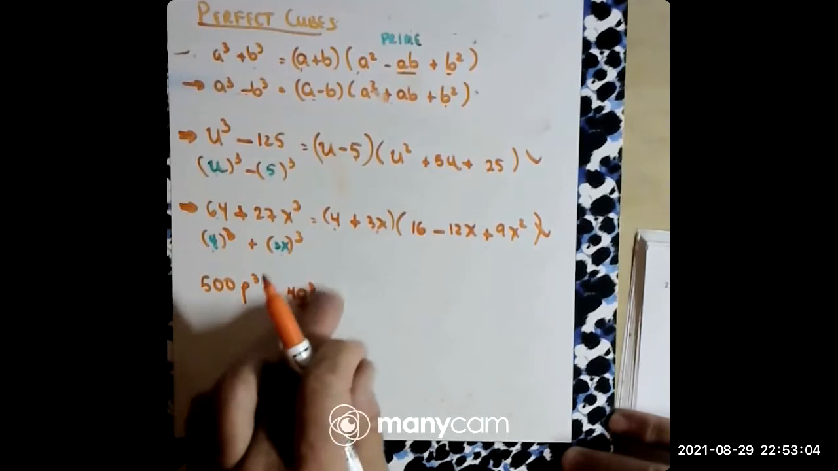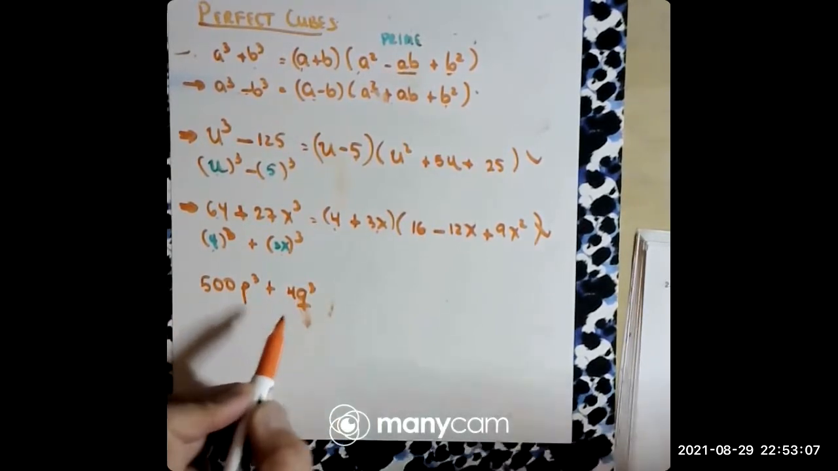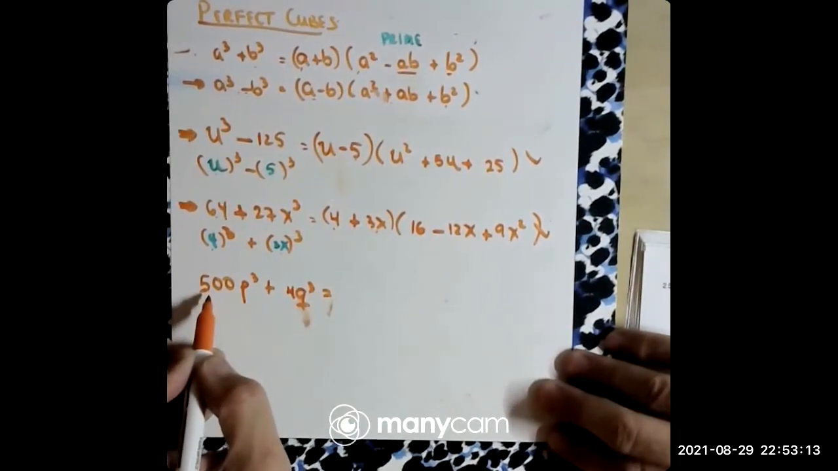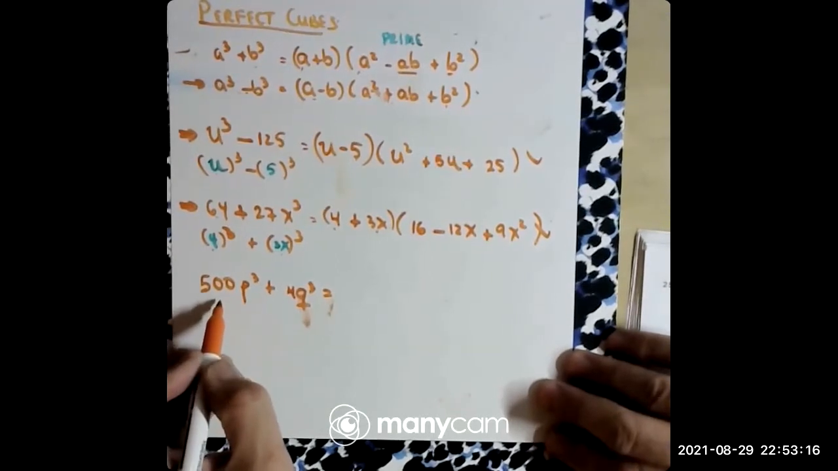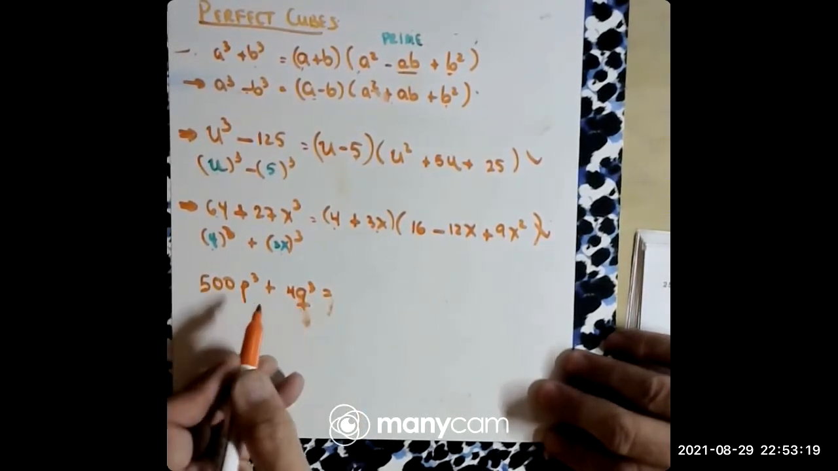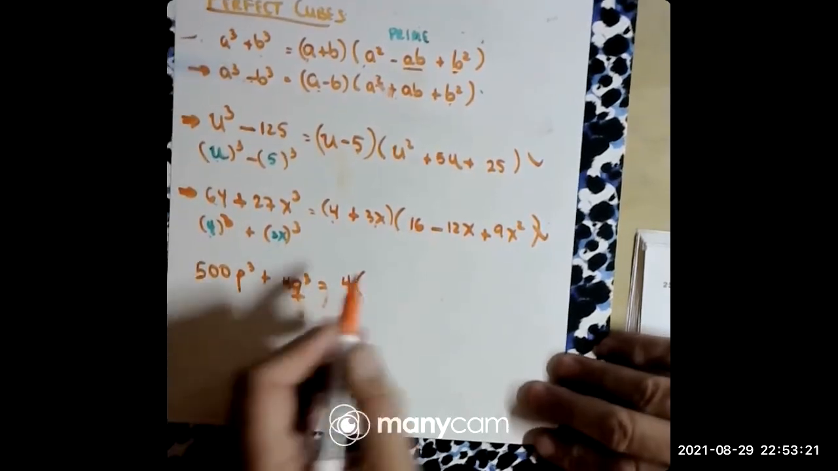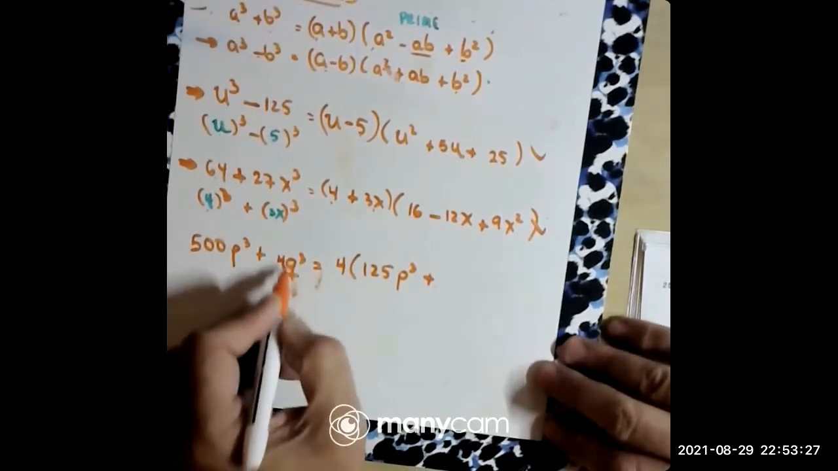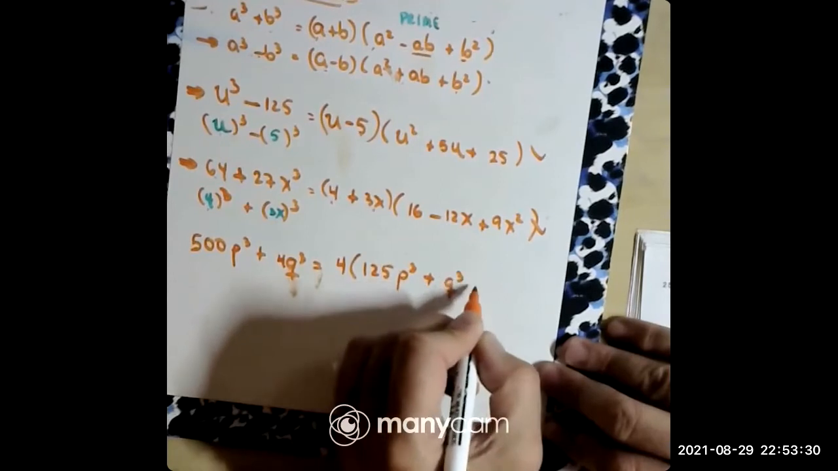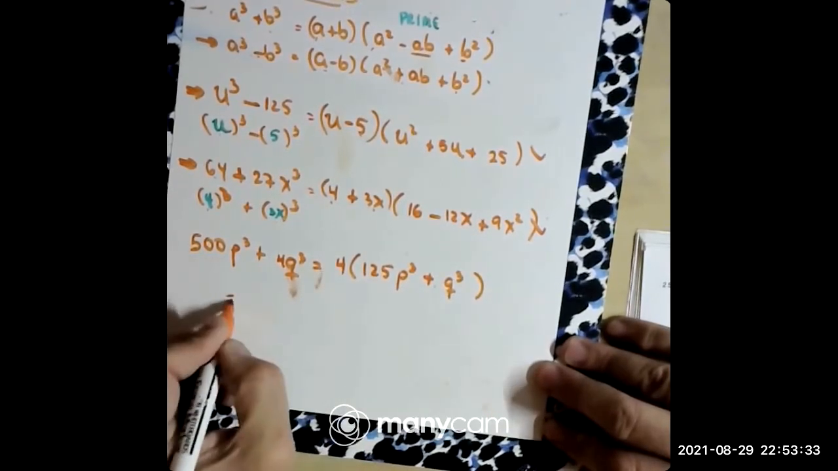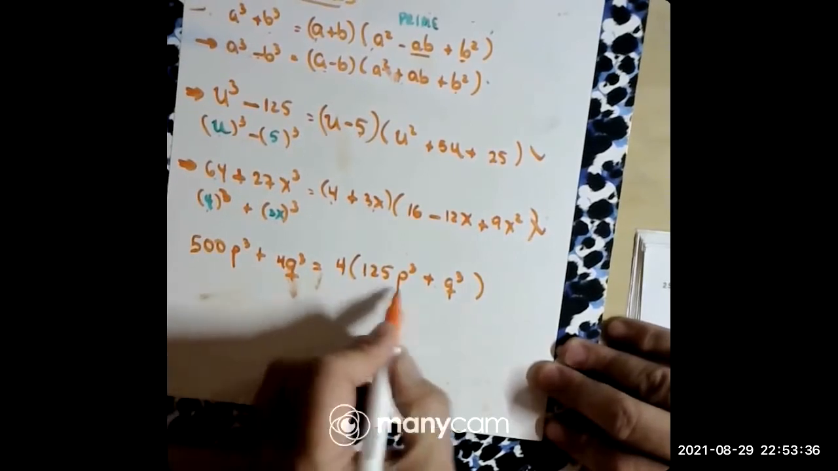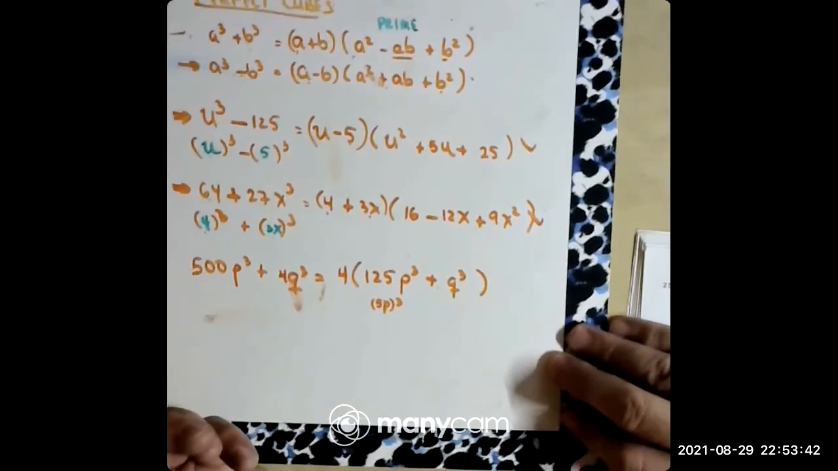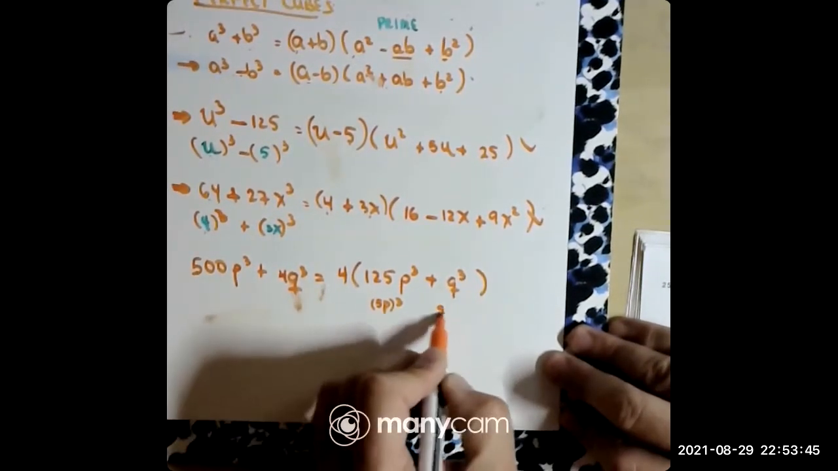So I have 500p cubed plus 4q cubed. Anyways, notice folks that 500 is the same thing as 4 times 125. 4 is the same thing as 4 times 1. So we can factor out a 4, and I have 125p cubed plus 1q cubed. So therefore, 125p cubed is the same thing as 5p cubed. And of course, q will be, well, of course, q.